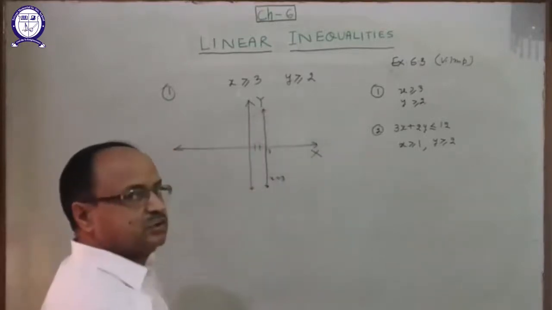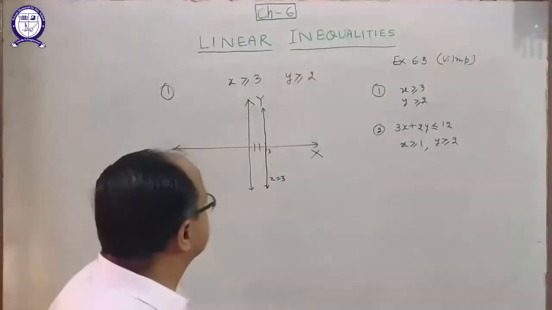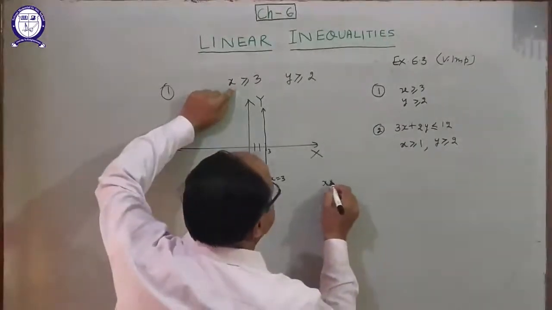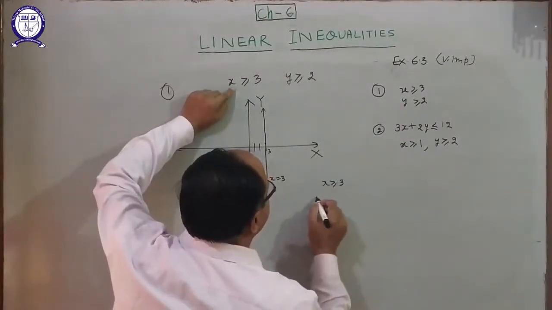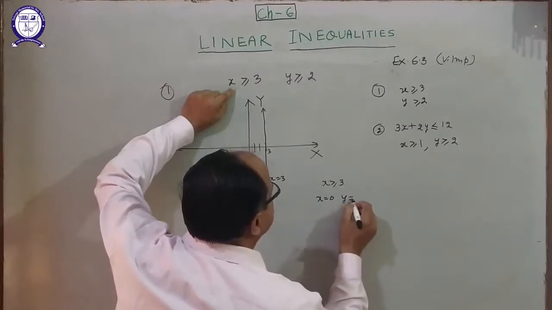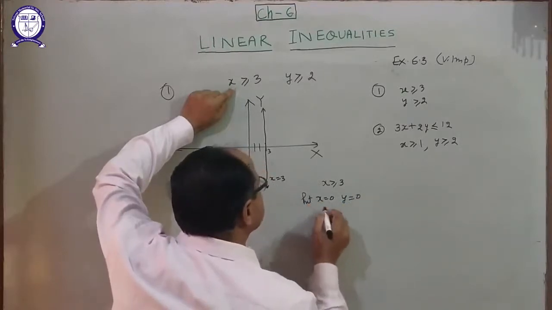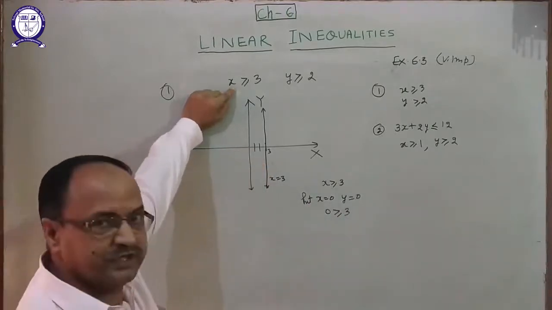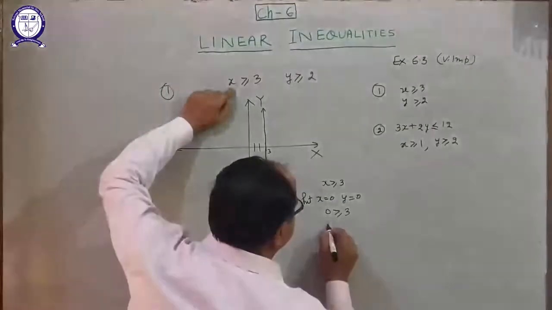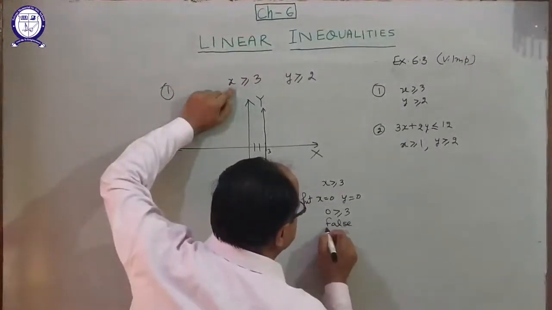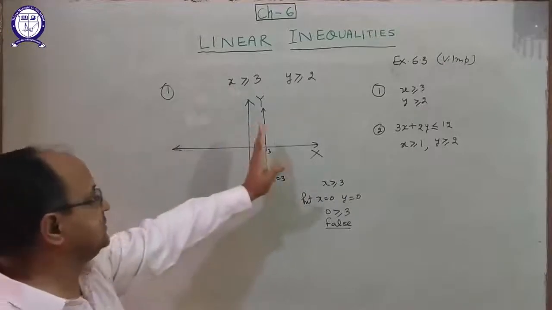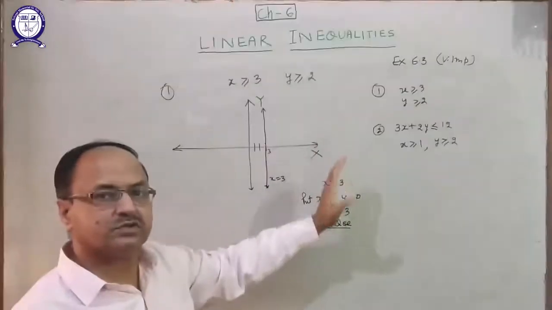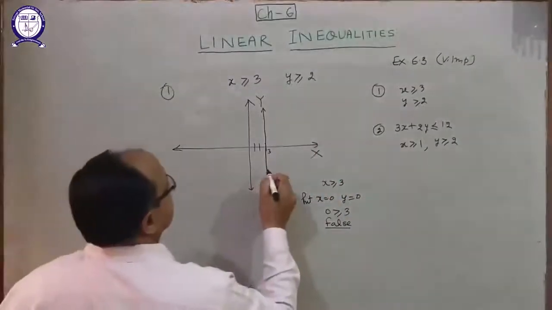And which portion is the solution? Which is the shaded region? Put x is equal to 0 here. x greater than or equal to 3, put x is equal to 0 and y is equal to 0. Therefore 0 greater than or equal to 3. Is that true or false? It is false. Therefore the shaded region is away from the origin, not towards the origin. It means this portion.